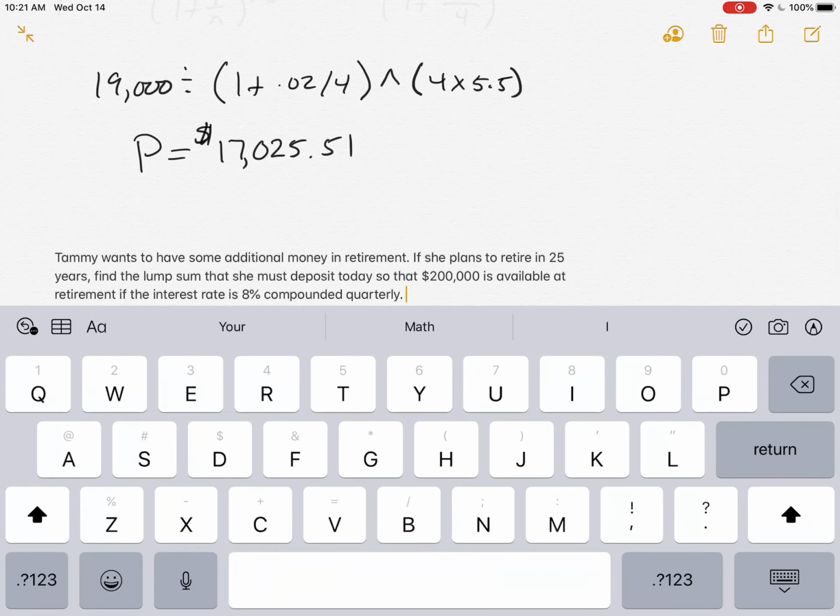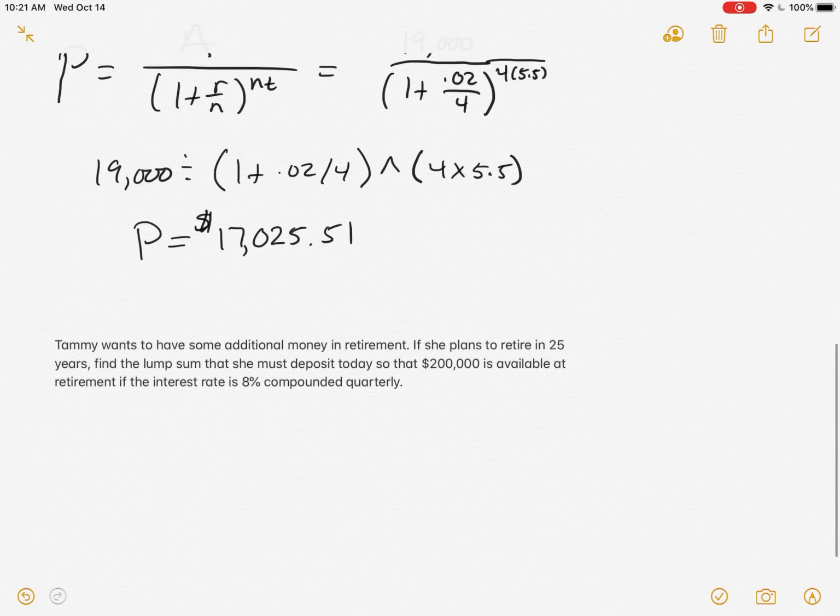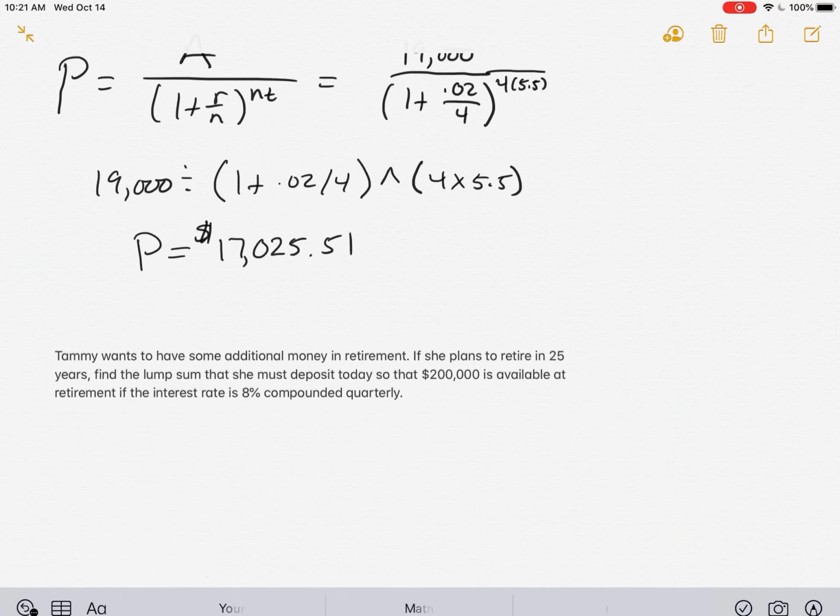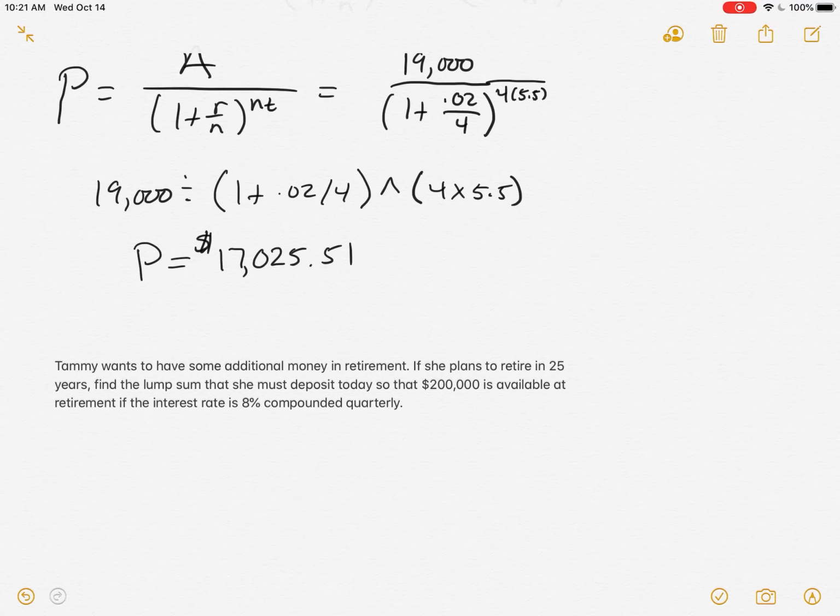Okay, so here's our application. Sorry, somehow it went away. Tammy wants to have some additional money in her retirement. If she plans to retire in 25 years, find the lump sum that she must deposit today so that $200,000 is available for her at retirement. If the interest rate is 8%, again compounded quarterly. So where did I find this? I found this straight in the homework that you're being assigned. All these problems I grabbed from the homework so that it would be totally related to what you're doing in there, just like I have in the past videos.